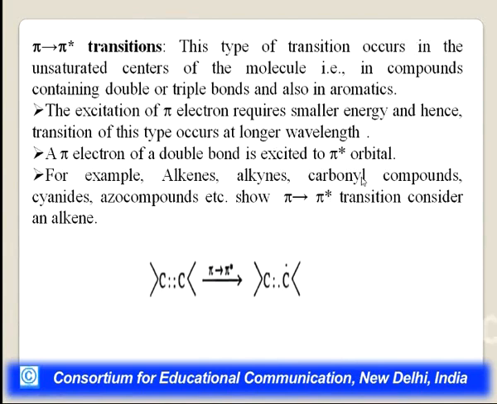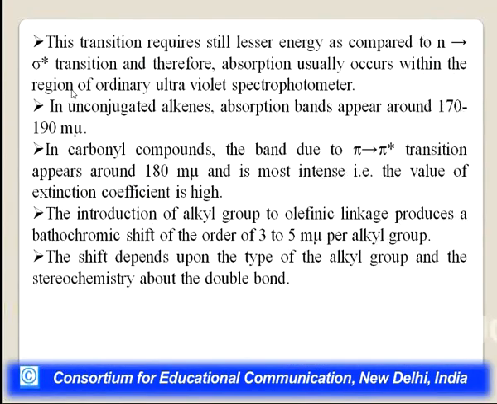For example, alkenes, alkynes, carbonyl compounds, cyanides, azo compounds, etc. show pi to pi star transition. You can see here the structural representation also. Here carbon, double bond, carbon. Four electrons are there. The first bond will be sigma, the other bond will be pi. So the pi to pi star transition shows over here, because electrons get promoted from ground state to excited state. This transition requires still lesser energy as compared to non-bonding to sigma star, or let's say sigma to sigma star. Therefore, absorption usually occurs within the region of an ordinary ultraviolet spectrophotometer.